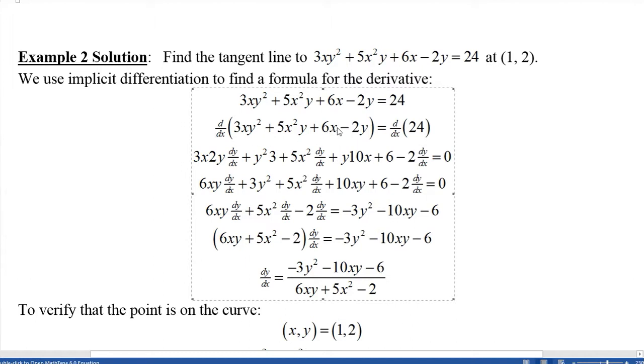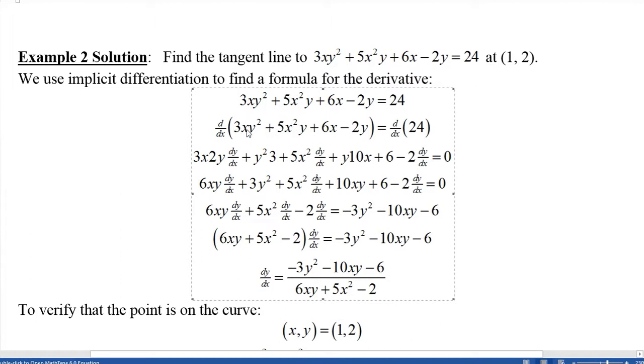No chain rule needed. Now the derivative of the 5x squared y, we're going to need to use the product rule. So I'm going to think of 5x squared as the first factor, and y as the second factor. So it's the first factor, 5x squared, times the derivative of the second, which is just dy over dx, plus the second factor, which is y, times the derivative of the first. The derivative of 5x squared is just 10x.